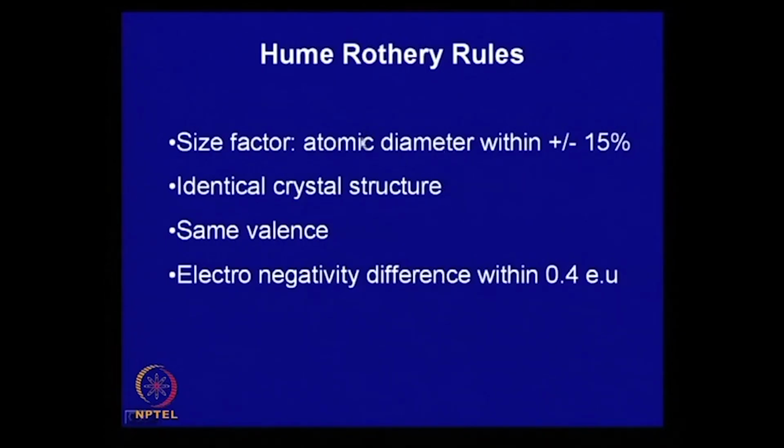Now, the rules that govern the solubility limit are known as the Hume-Rothery rules. One of the most important factors listed here is the size factor. If the atomic diameters of two metals are within plus minus 15%, then we find that they have very large solubility, provided a few other conditions are met. They must have identical crystal structure, the same valency, and nearly close electronegativity values, that is within 0.4 electrostatic units on the Pauling scale.